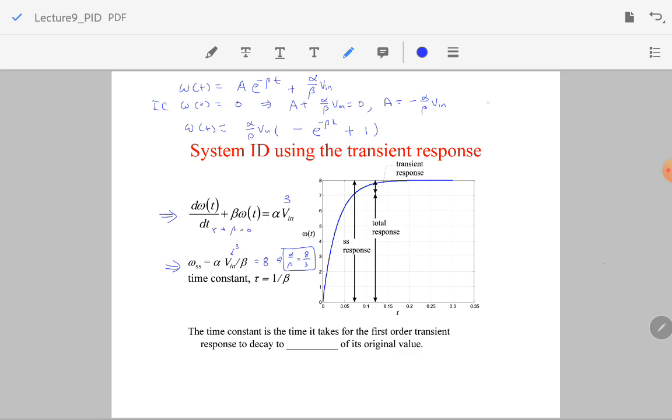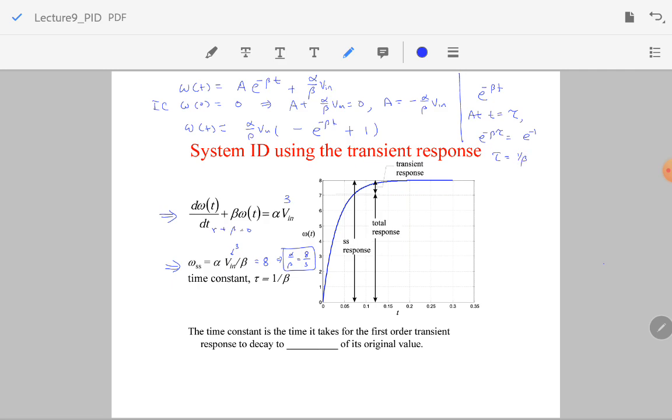When you examine e to the minus beta t for the exponential function, the time constant is defined such that it's the time at which it becomes e to the negative 1. At t equal to some time constant, e to the minus beta tau becomes e to the minus 1, which has a value of about 0.37. So what is tau? Tau must be 1 over beta.